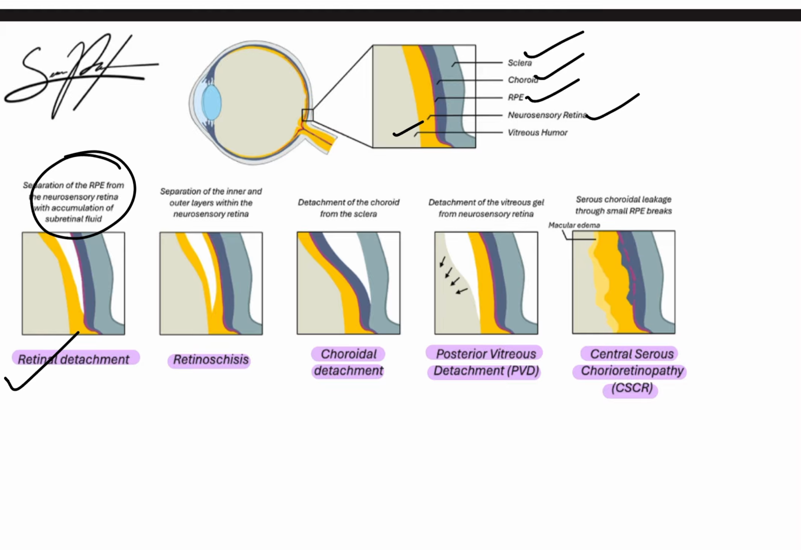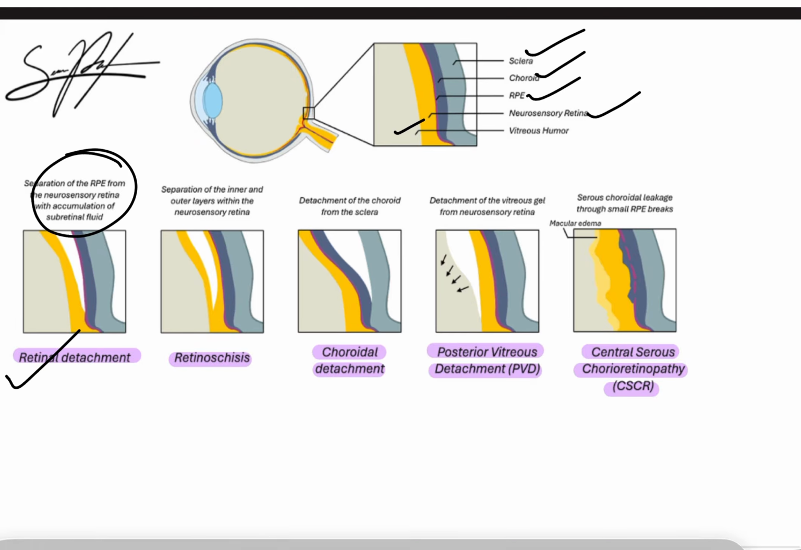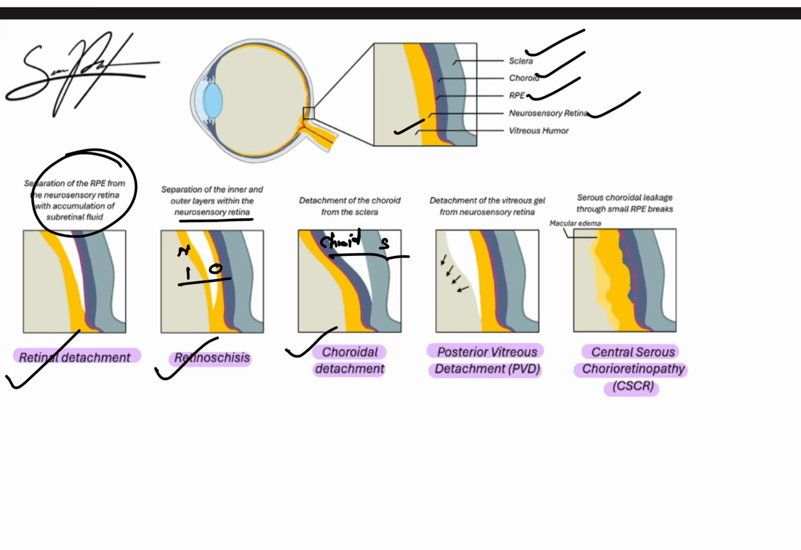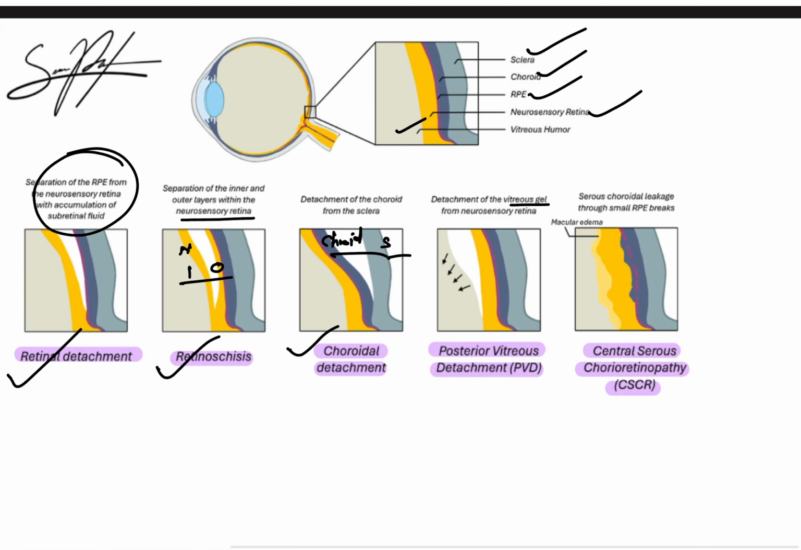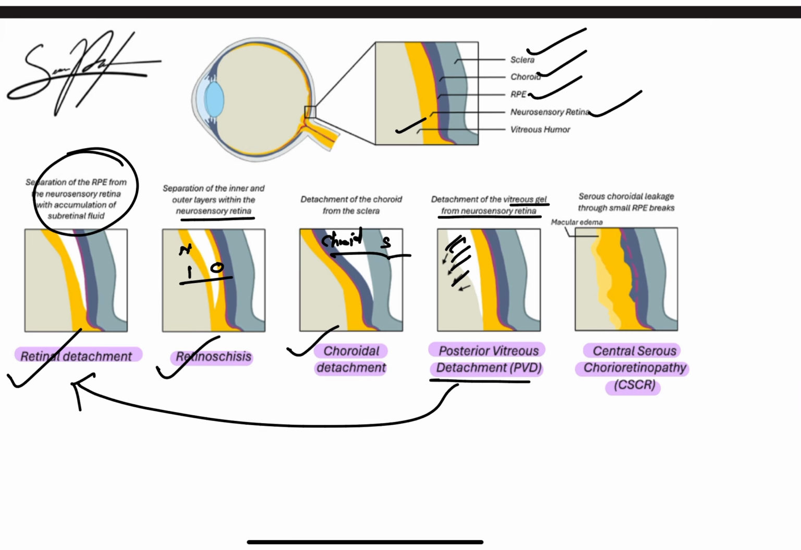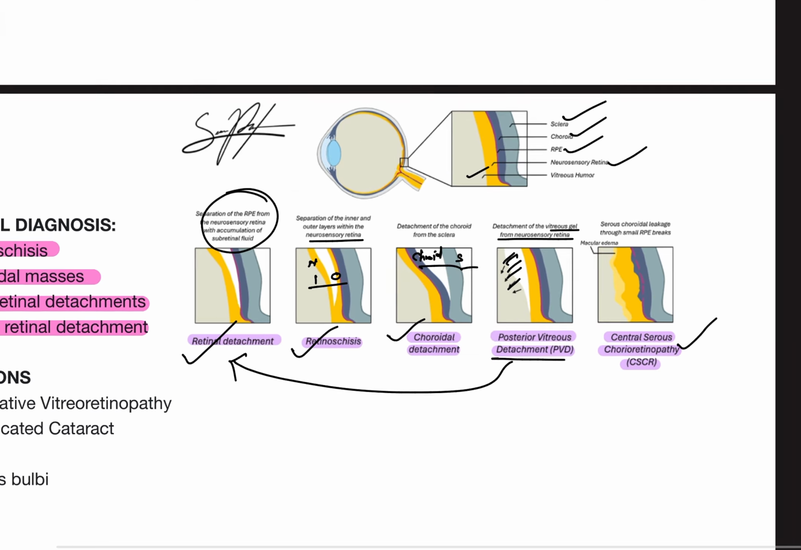Retinoschisis is separation of the inner and outer layers of the neurosensory retina only. You can see the neurosensory retina itself has an inner layer and an outer layer which got separated. That is your retinoschisis. Then choroidal detachment is when the choroid is detached from the sclera. This is your sclera, and now the choroid is detached. Then there is detachment of the vitreous gel from the neurosensory retina, as I said before, senile posterior vitreous detachment. The vitreous has detached from the neurosensory retina, which might create a tractional force that may again lead to retinal detachment. Next, central serous chorioretinopathy. You can see macular edema and some breaks in the retinal pigment epithelium that lead to seepage.